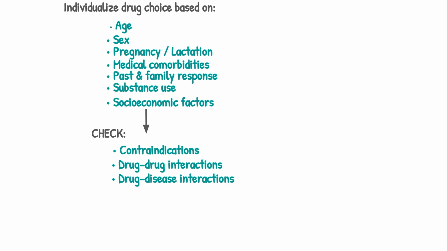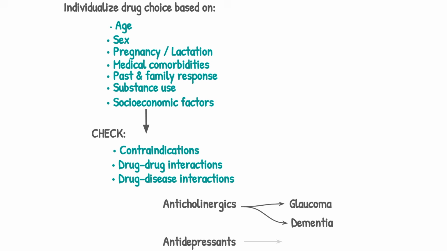Certain drugs can worsen underlying diseases. For example, anticholinergics may worsen glaucoma or dementia, and some antidepressants may lower seizure threshold. Recognizing drug-disease interactions is essential for safe prescribing.